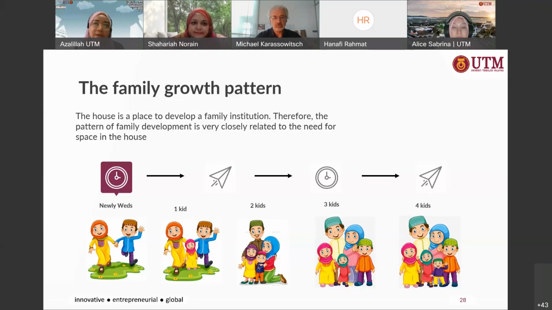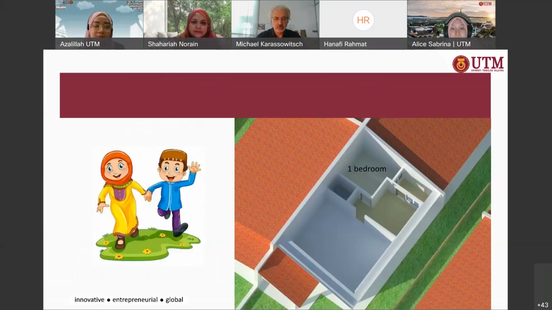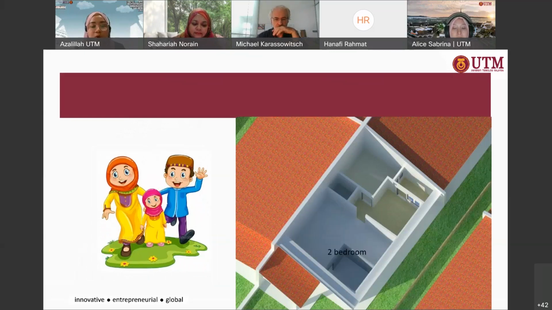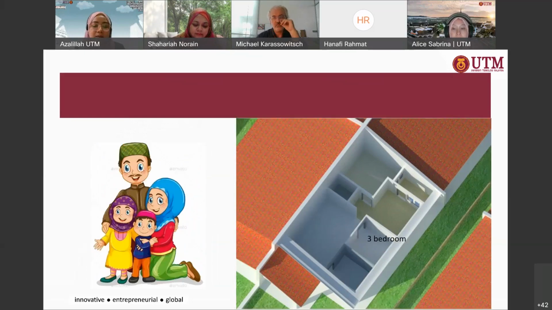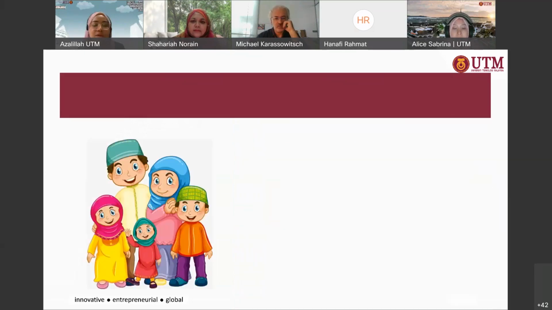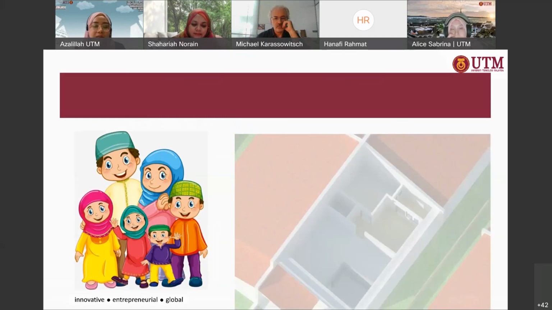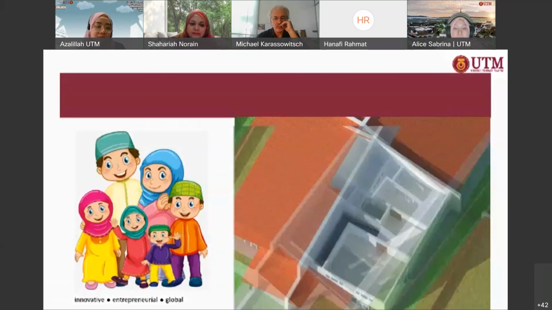So if we study the family growth patterns, we know exactly how they can grow in their home, rather than facing a lot of problems. Here are some examples from some of my experiments. For example, newlyweds only require one bedroom, and then when they have children, they can add two bedrooms, and then three bedrooms, and so on. So here are some of the experiments on family growth patterns.